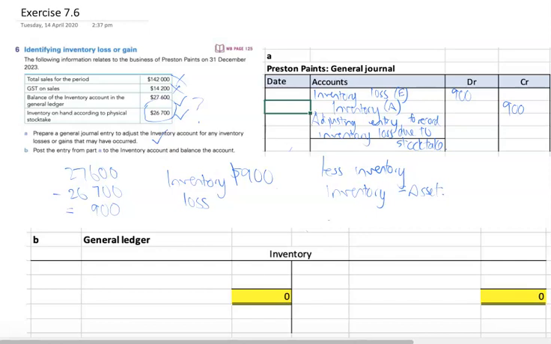Again, we want to almost think of this information here to be white noise. We don't need to record the sales or GST on sales in our inventory. It's not asking us to do this. Sales haven't impacted our inventory account here. What we do know is that we have a transaction here that's asking us to do a credit to our inventory. When we are doing a credit, what does a credit equal? We know that when we're doing our general ledger, credit equals right side. So we're going to pick up that $900.